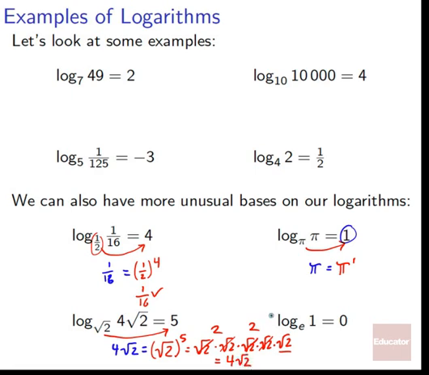Checks out. Final one, log base e of 1 becomes 0 because if we move this over, e to the 0, just like anything raised to the 0, becomes 1. So it checks out. So we've got some idea of how it works.